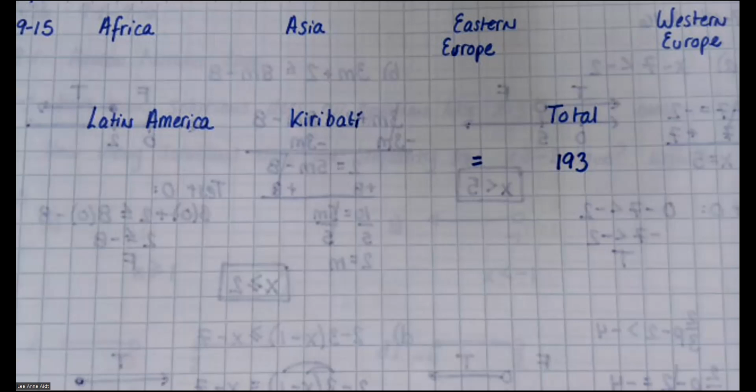Okay. The member states are divided into regional groups. The Asia group has one less member than the Africa group. The European groups are smaller. Eastern European has 4 less than half of Africa group. The Western Europe group, which includes the United States, has 6 more than Eastern Europe. The Latin America group has 21 less than the Africa group. One country, Kiribati, in the Central Pacific Ocean is in no regional group at all. How many countries are in each of the 5 groups?